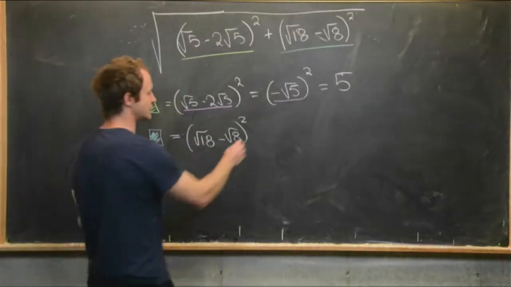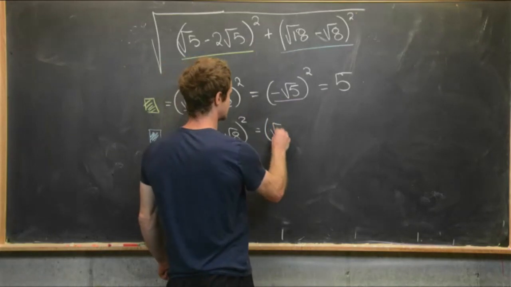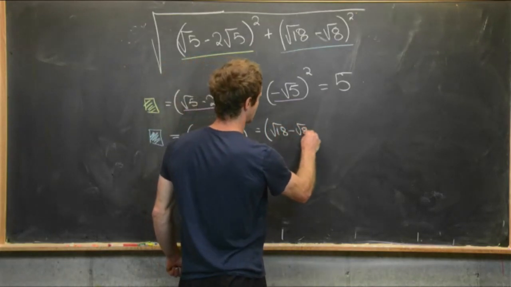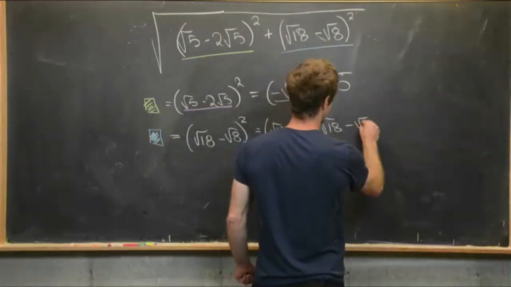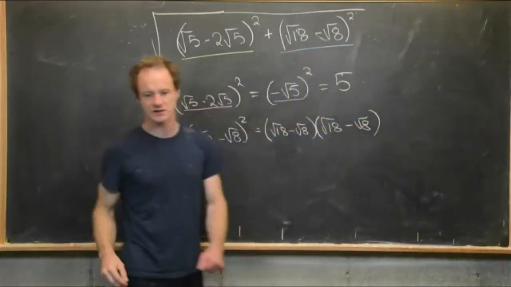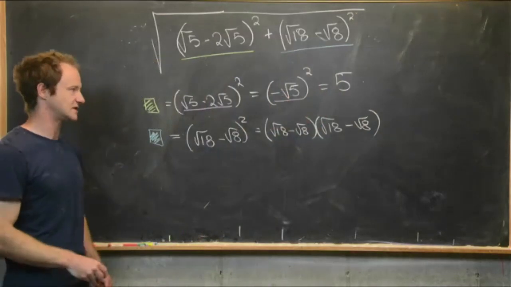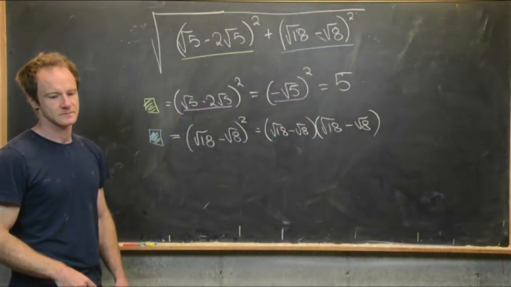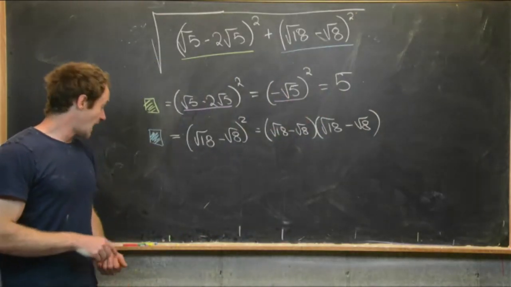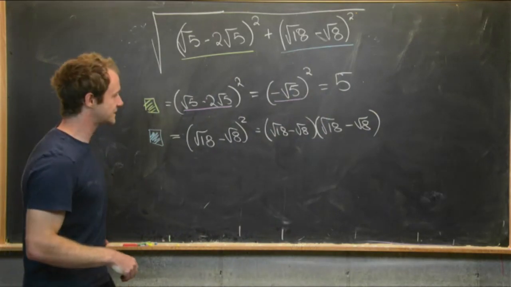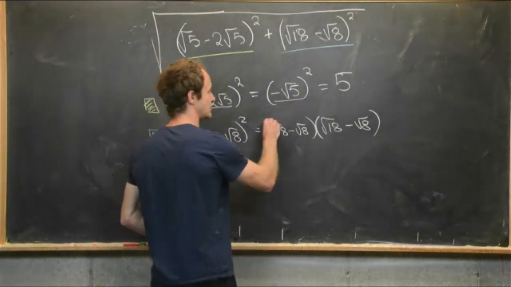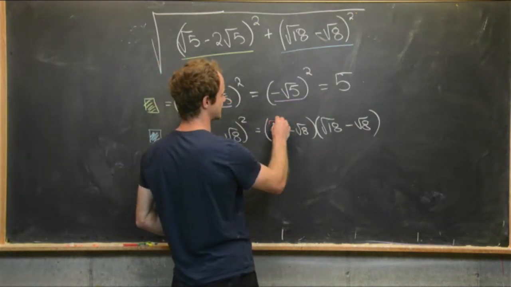So now what we want to do is use the fact that this is going to be the square root of 18 minus the square root of 8 times the square root of 18 minus the square root of 8. That's what it means to square something. You just have to multiply it by itself. And then you have to use the distributive rule. So the distributive rule will tell you that you have to do all of these multiplications.